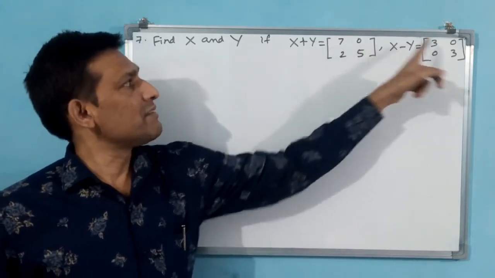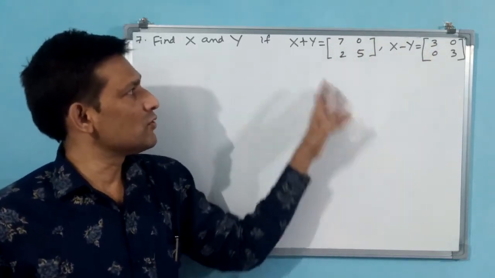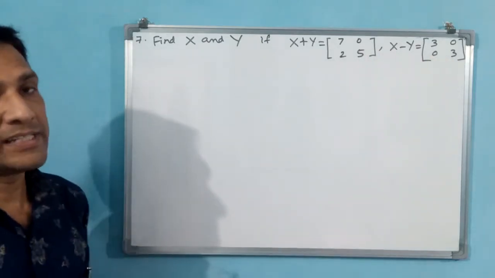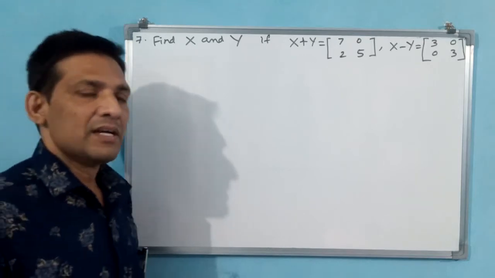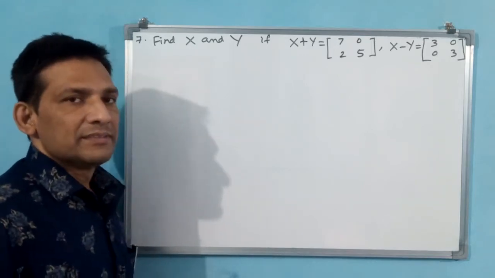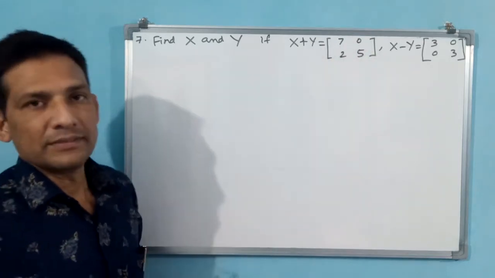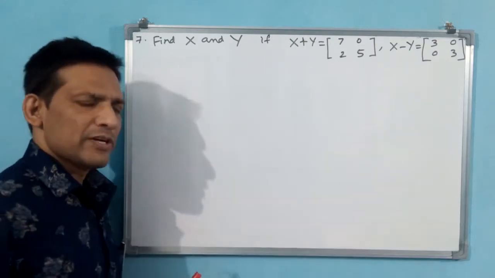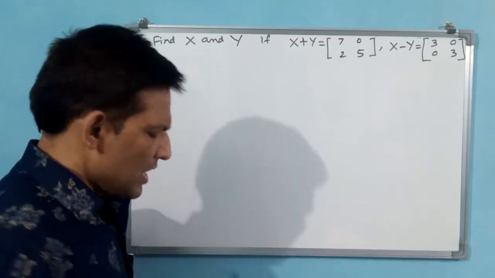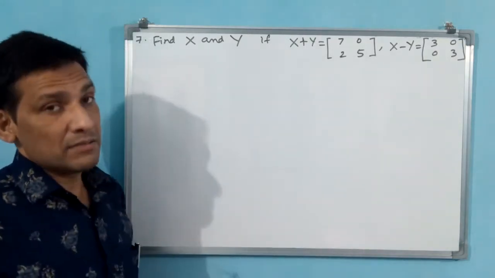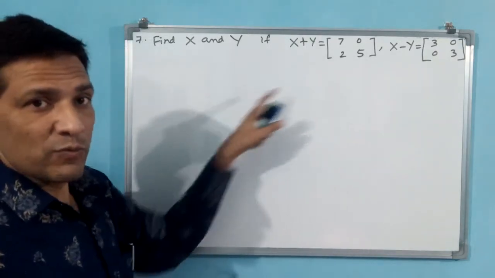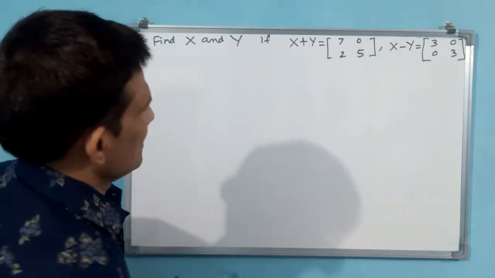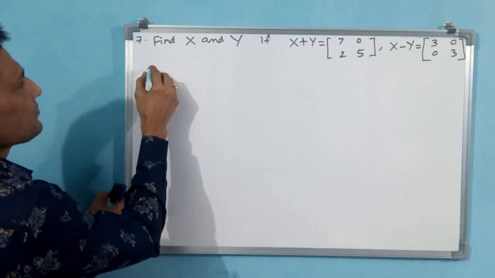Matrix addition. 7 plus 3, 10. 0 plus 0, 0. 2 plus 0, 2. 5 plus 3, 8. Like that will come. The resultant matrix, the addition of the matrices, will be 2x. x means divided by 2, scalar, into 1 by 2 you can do. Okay, like that we will do. Understand this question carefully, we do it slowly. The second part we do a little bit fast. Okay, you see now what I am doing.